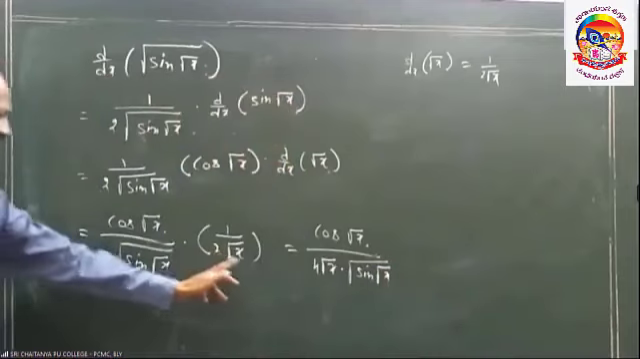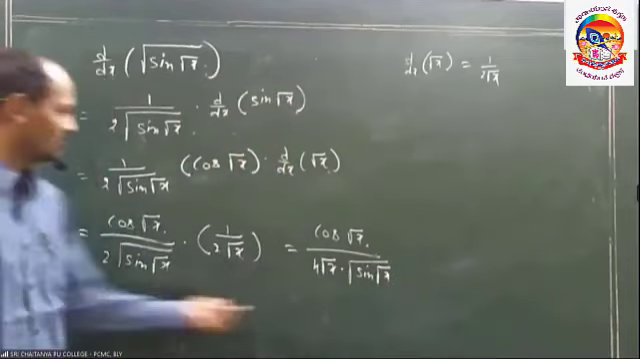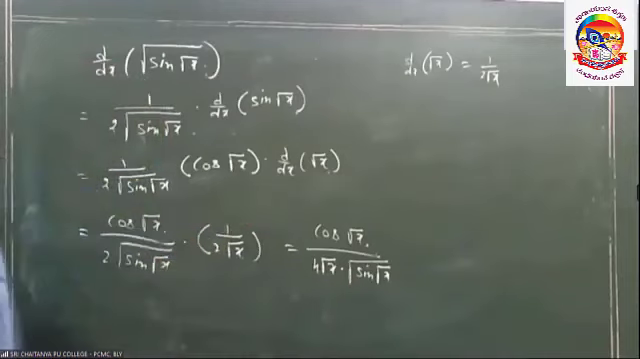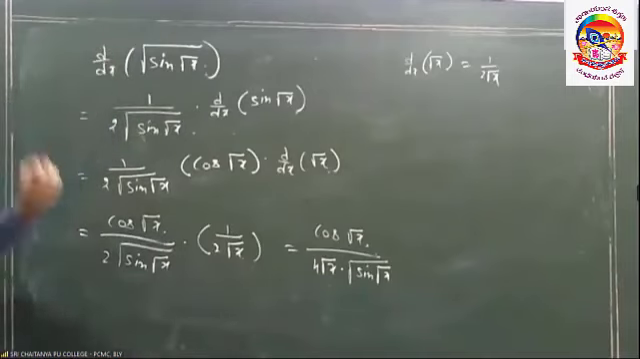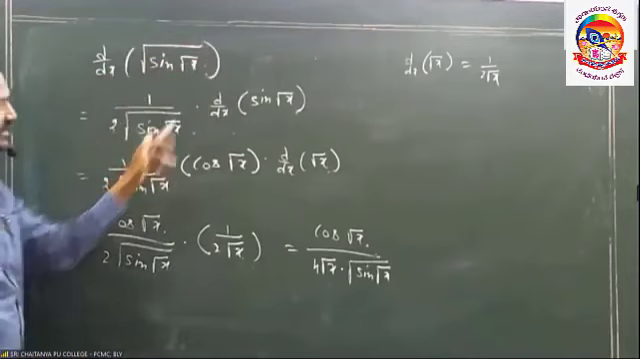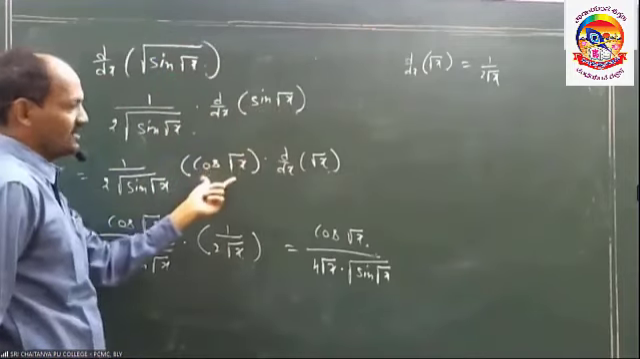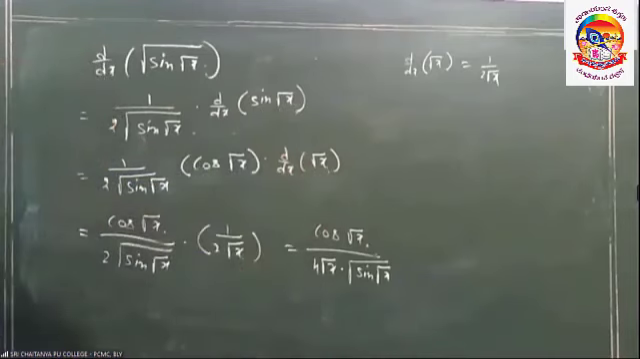Okay? Denominator: 2 root x into 2, that is 4 root x into root of sine root x. Numerator value is cos root x. Okay? That is the derivative of root of sine root x: first the derivative of root, 1 by 2 root, into the derivative of sine, that is cos, into the derivative of root, 1 by 2 root x.